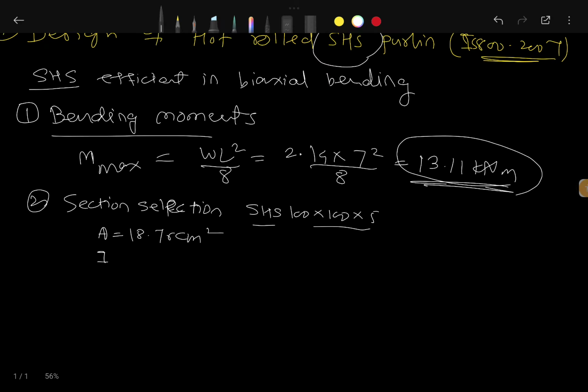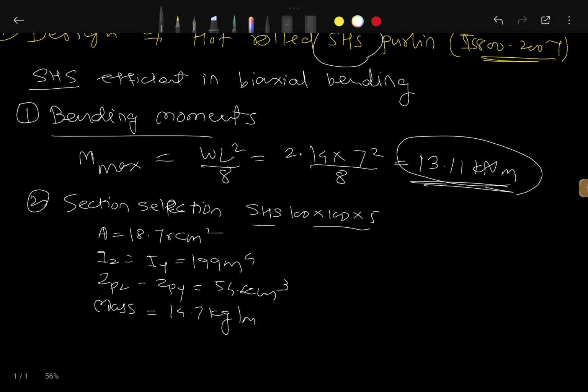Moment of inertia Iz is equal to Iy is equal to 199 centimeter raised to 4. Section modulus Z is Zp, Zpy. The volume comes 54.6 centimeter cube, or mass of this section is 14.7 kg per meter.